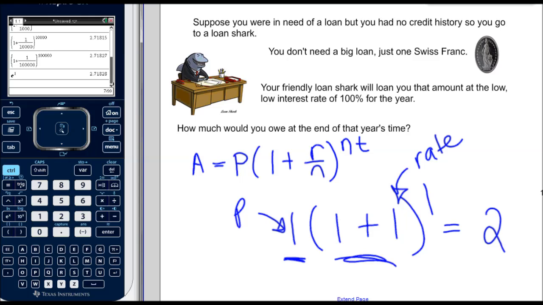So if you think about it, we have to pay our 1 franc back at the end of the year, plus another 100% of that. So that's 2 whole francs that we'll have to pay back at the end of the year.